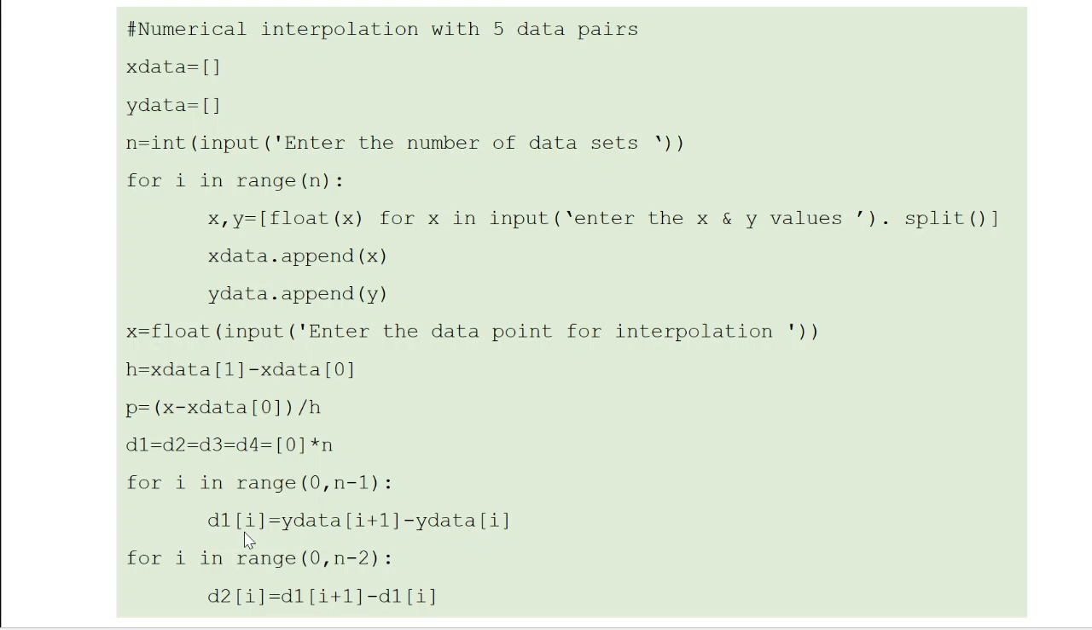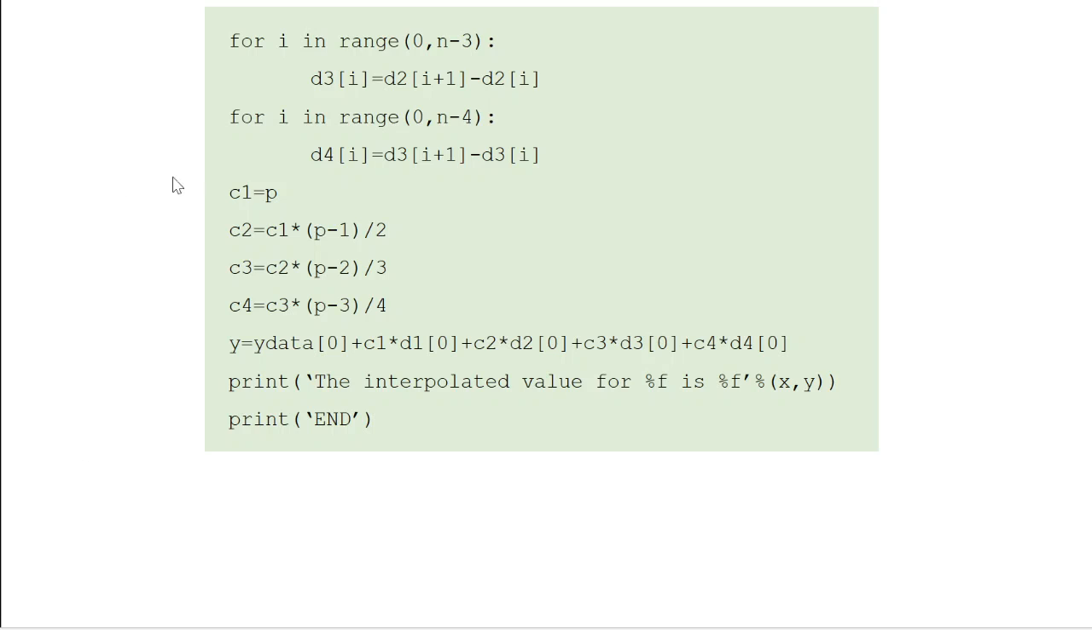Once you find the D1 values, you can find the D2 values. This is going to be the difference between the successive D1 values. Here one element will be less compared to D1. So for I in range 0 to n minus 2, D2 I equal to D1 I plus 1 minus D1 I. Same way you find out D3 and D4.